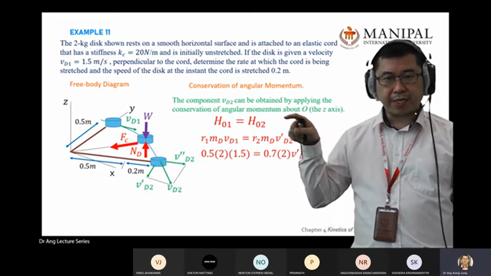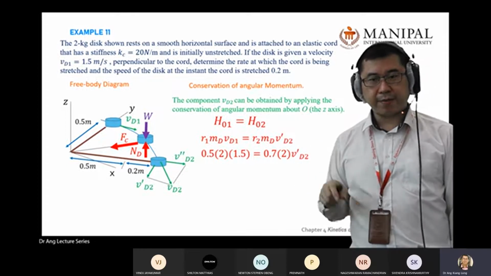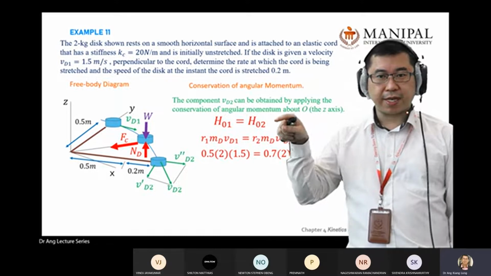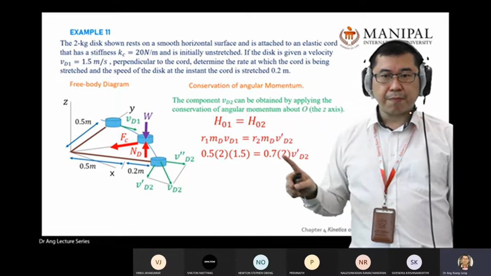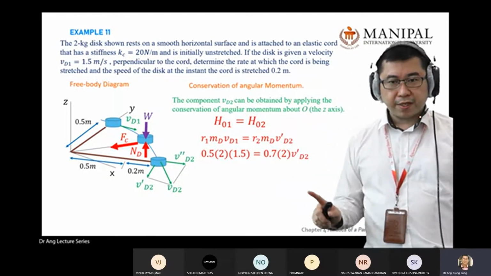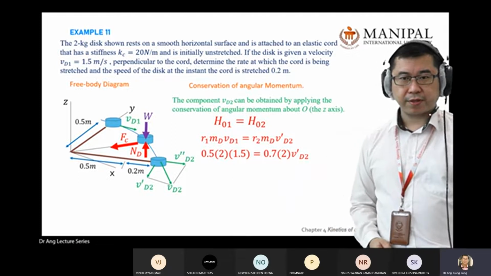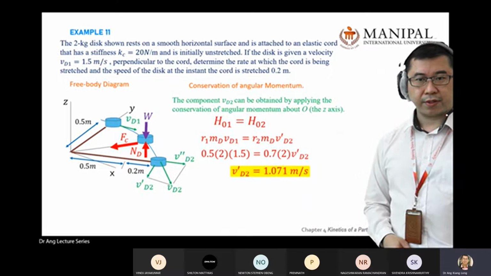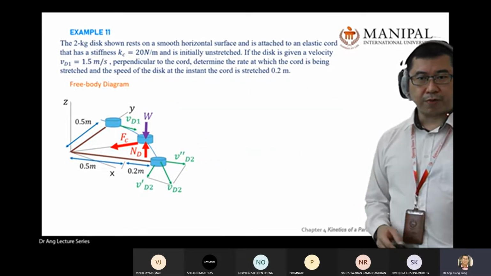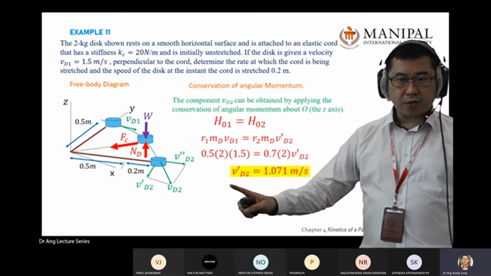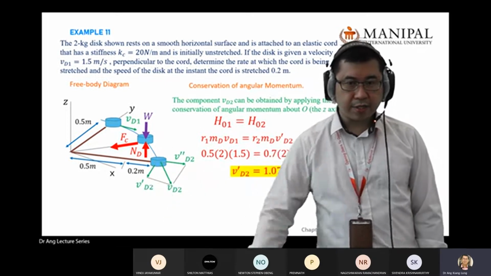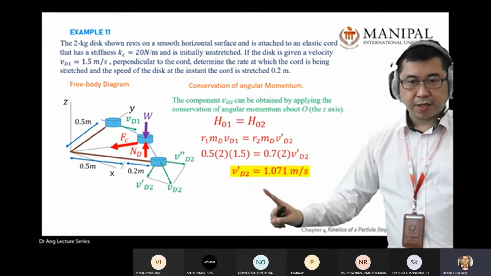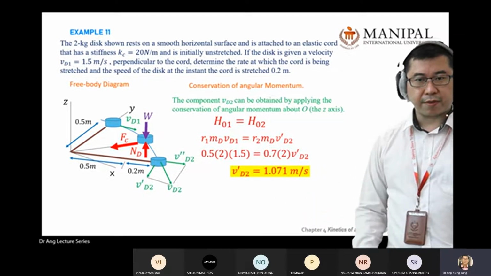What is important is the application of conservation of angular momentum. Understand the definition of angular momentum. Balance before and after, and you will find the unknown. So this is the unknown, put to one side. So vD2, in the tangent direction, is 1.07 something meter per second.